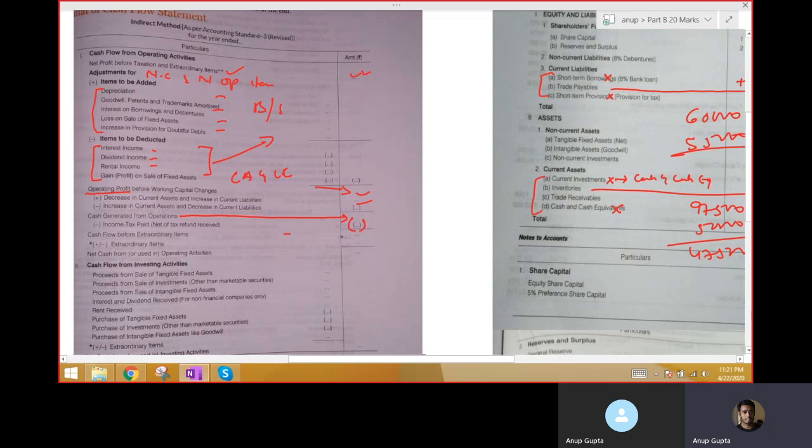What you subtract here is income tax paid and also extraordinary items, which is not there in the syllabus for calculation purposes. Then finally, after subtracting tax and the extraordinary items, you get cash flow from operating activity. That is it. That is how you calculate cash flow from operating activity. I'll do a small question on this so that it becomes very clear.